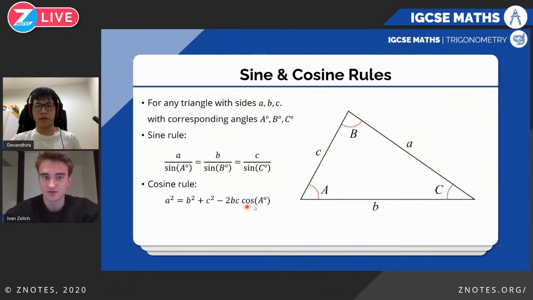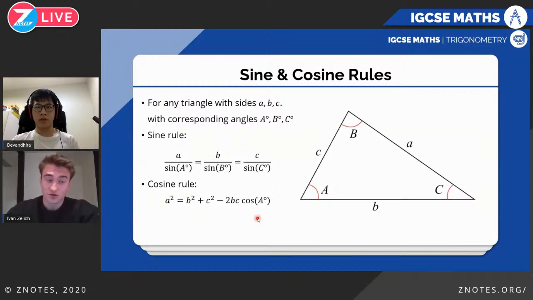And when it's not 90, you start getting this extra term that describes whether the triangle is acute or obtuse. That's like a measurement of that. So this is a very useful formula when you have two sides and an angle.